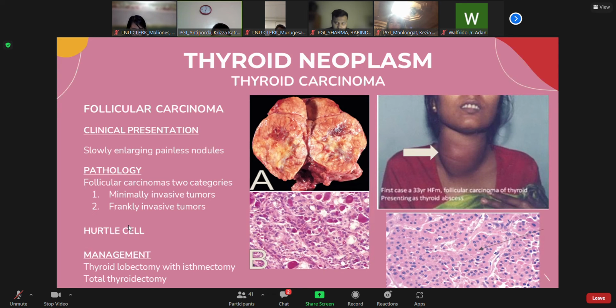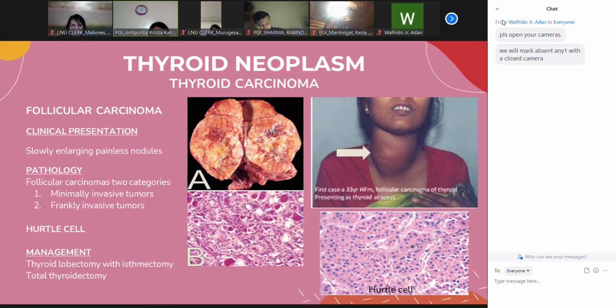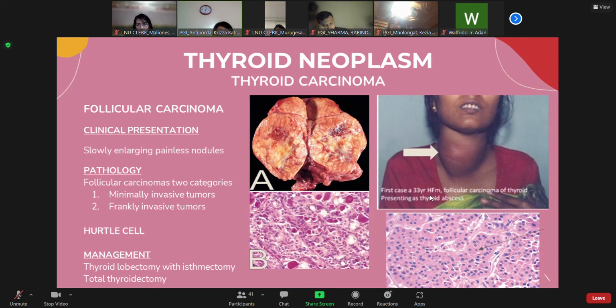For the pathology, in picture A, the tumor has a light tan appearance and contains small foci of hemorrhage. In picture B, a few of the granular lumens contain recognizable colloid. Follicular carcinoma has two categories. The minimally invasive type does not exhibit small vessel invasion, while the second one, frankly invasive tumor, exhibits vascular invasion. For the management of follicular carcinoma, thyroid lobectomy with isthmusectomy is performed if the patient is diagnosed by fine needle aspiration cytology.